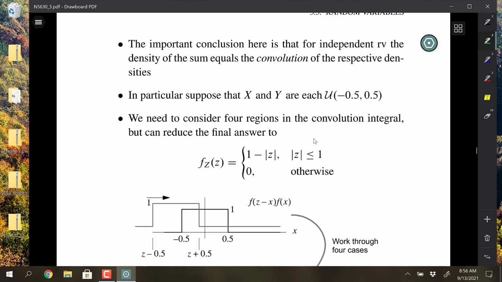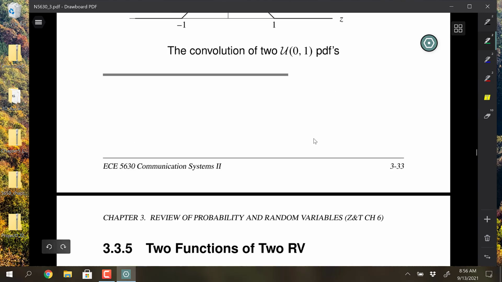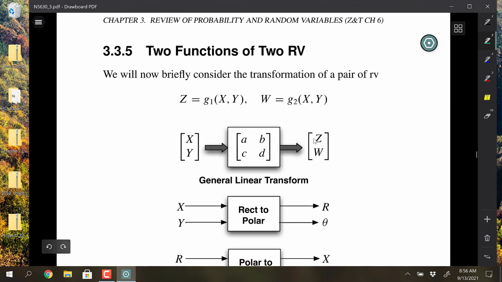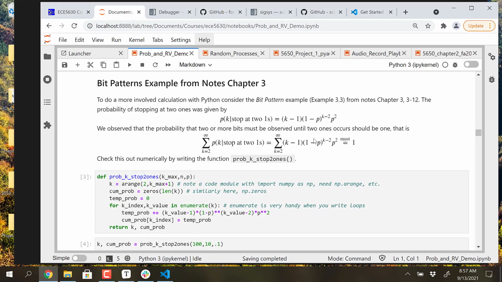So here I'm adding two uniforms, and then I get the PDF of the sum as this triangle, because that's what you get when you convolve a rectangle with a triangle, right? So I guess I'm just going to jump over here for a second since I've got this written up in here.